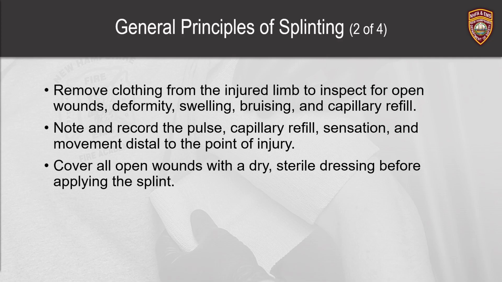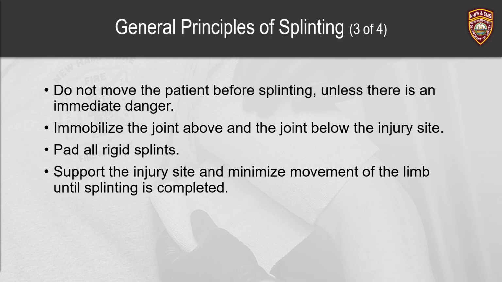So we want to remove the clothing from the injured limb to inspect for open wounds, deformity, swelling, bruising, capillary refill. We're testing for circulation and sensation before we do anything. And then once we check for circulation and sensation and we've done all bleeding control, we can then start to apply a splint.